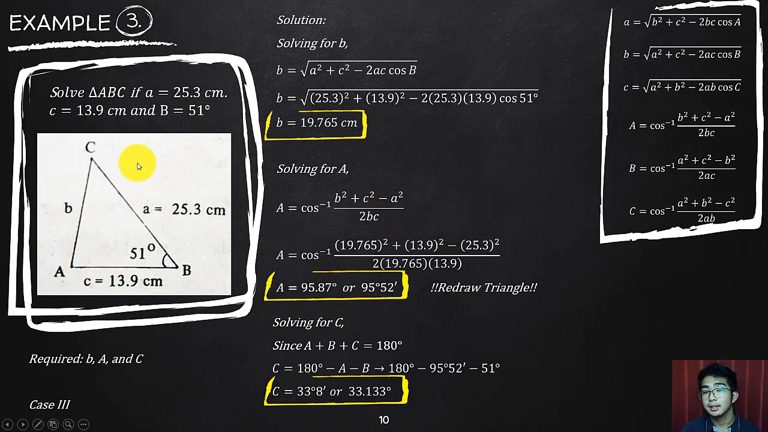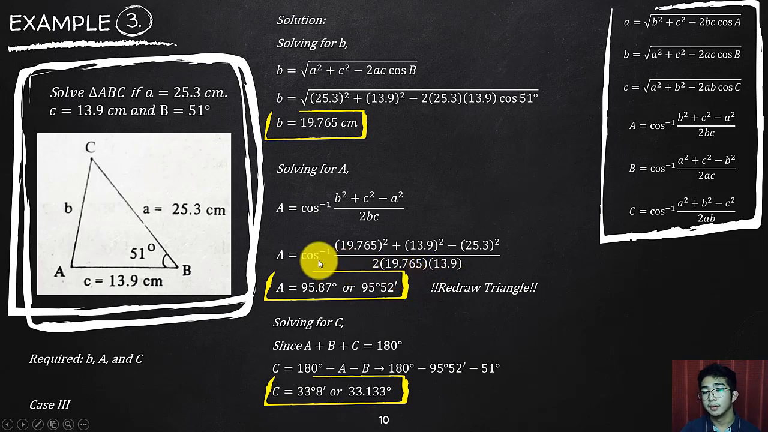the remaining angles. But since we are here in the law of cosines, let us use the formula provided by the law of cosines, which is this one. For angle A, you have inverse cosine of B squared, which is 19.765 squared, plus C squared, which is 13.9 squared, minus A squared, which is 25.3 squared, over 2 times 19.765 times 13.9.